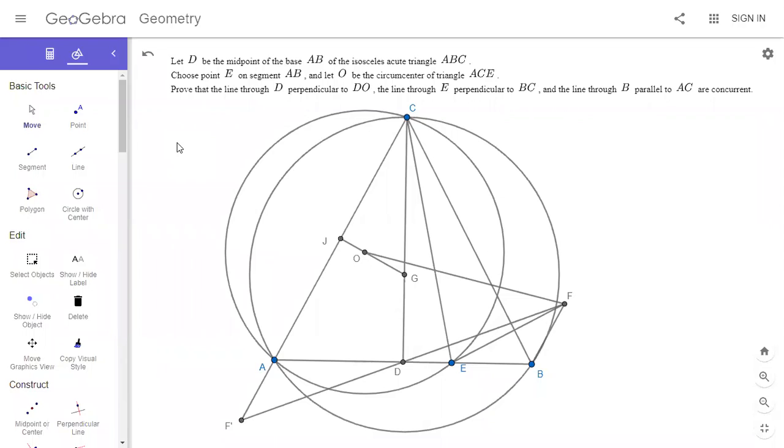This problem, I don't even remember. I think it might have been from Bulgaria Math Olympiad. I'm not 100% sure. I just found it.